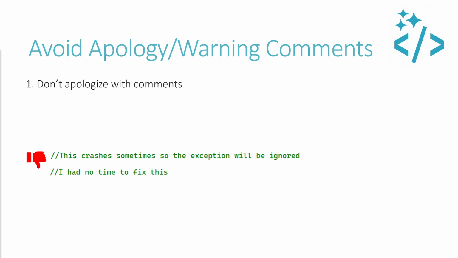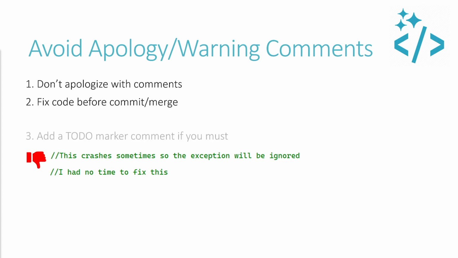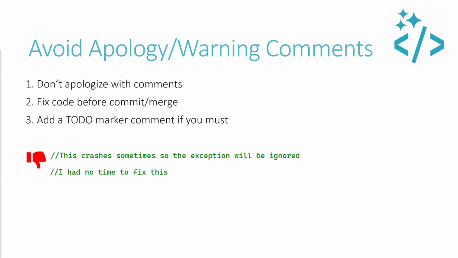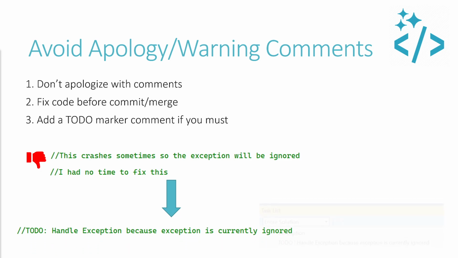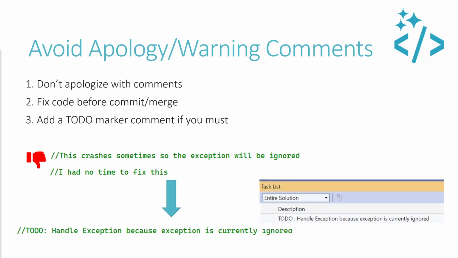We shouldn't apologize with comments, and we should fix the code before committing or merging something. If we really have to, we can create a to-do marker comment. We add a to-do, and this to-do is visible in Visual Studio also. In this, we have this task list window where we can see each to-do from our code base.